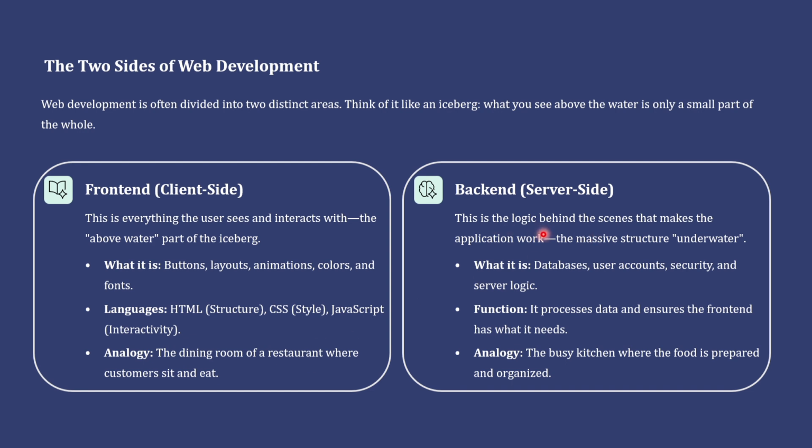The backend is the hidden part, the massive structure underwater. It is the logic behind the scenes, databases, user accounts, security, and the server's operational logic. It processes the data and ensures the front end has all the necessary information it needs to display. This is the busy kitchen where the food is prepared, organized, and stored.